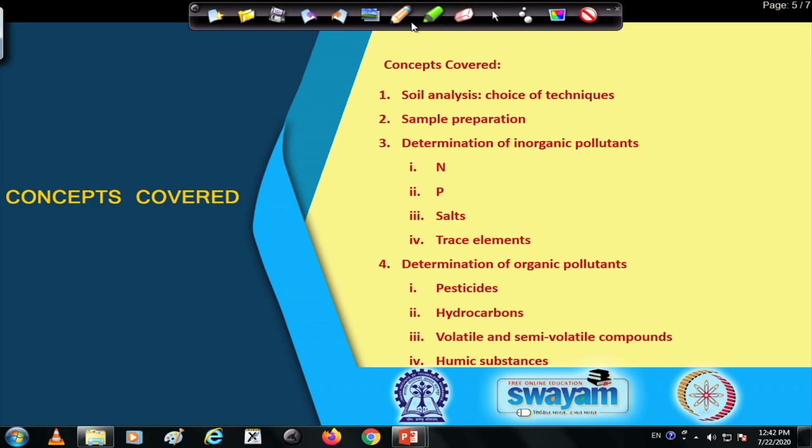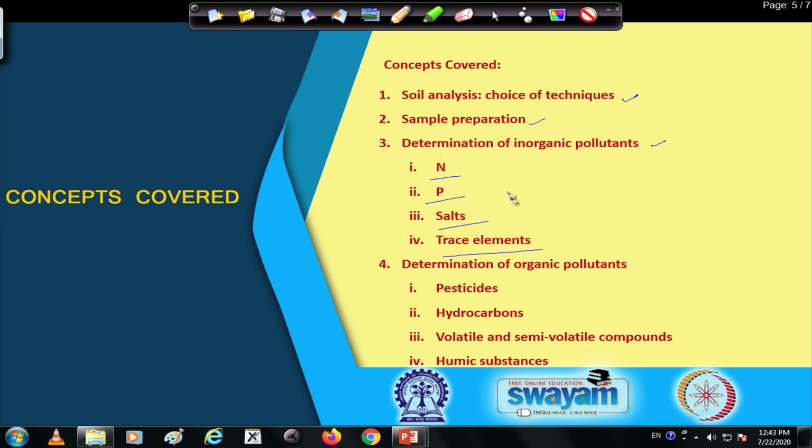First of all, we are going to talk briefly about soil analysis and how soil analysis is being done, and what are the choices of the techniques, what are the considerations for selection of the techniques, then how to prepare the samples, the sample preparation steps, and then we will be talking about the determination of different types of inorganic pollutants. Among the inorganic pollutants, we are going to cover nitrogen, then phosphorus, then different salts and trace elements.